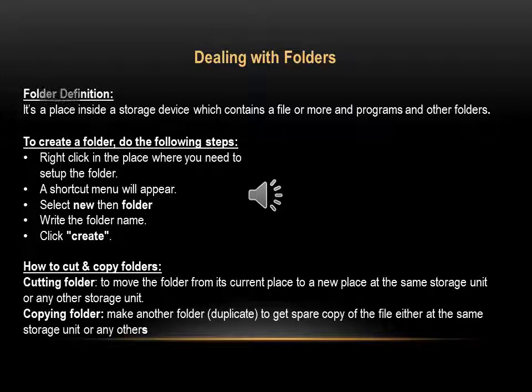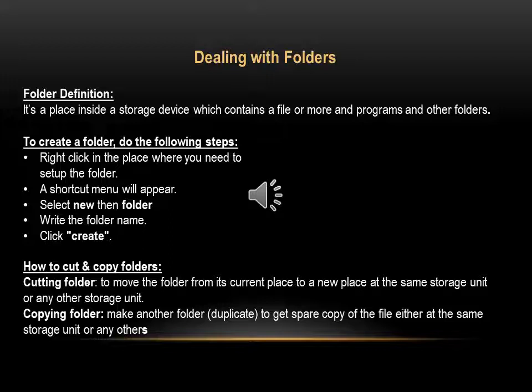Folder definition: it's a place inside the storage device which contains a file or more and the programs and other folders. To create a folder, do the following steps. Right-click in a place where you need to set up the folder. Then a shortcut menu will appear. Select New, then Folder. The folder will appear, and then write the folder name and click Create.